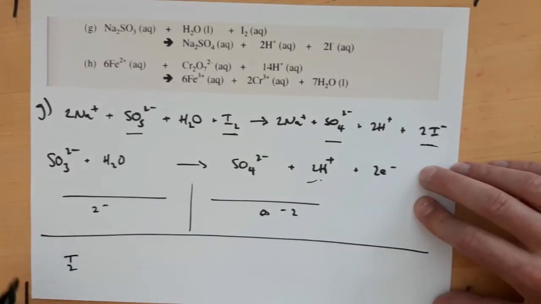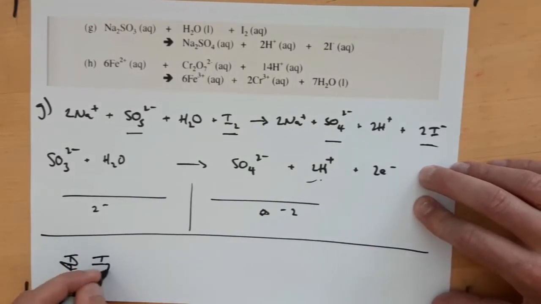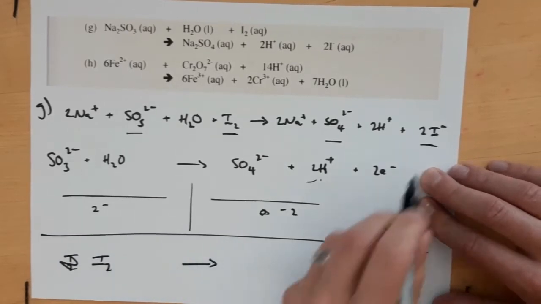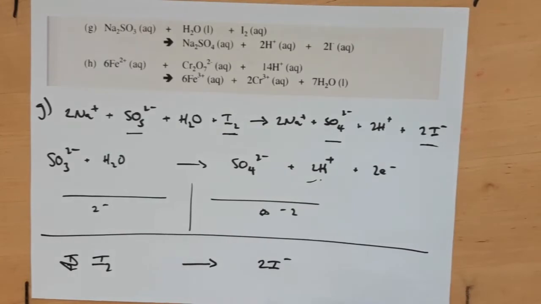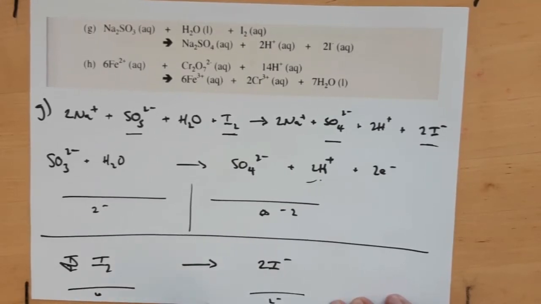So let's just figure out how that happens. It goes to 2I negative. The iodine atoms are fine, they balance: 2 here, 2 here. The charges don't though. On this side it's 2 minus, and on this side it's neutral. So we need to get this side down to 2 negative.